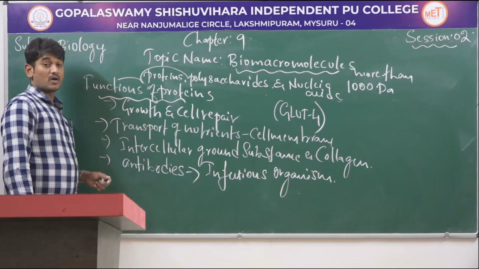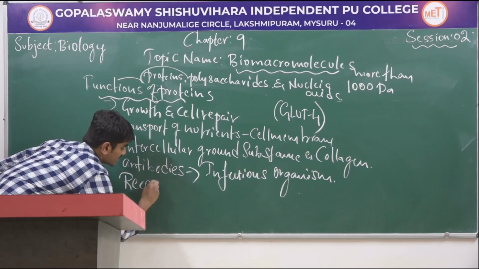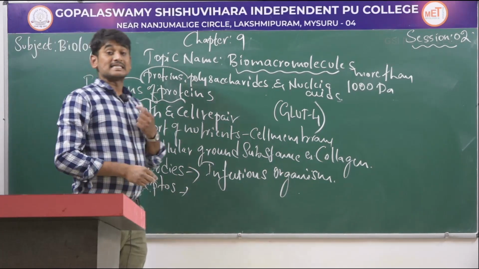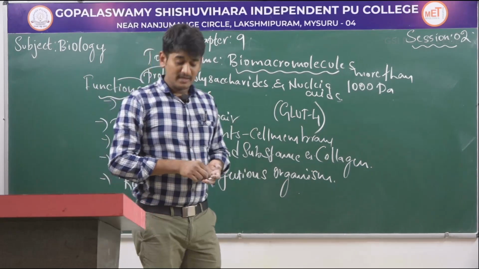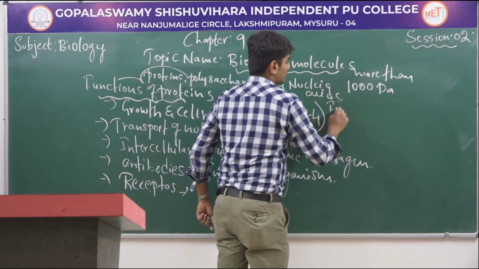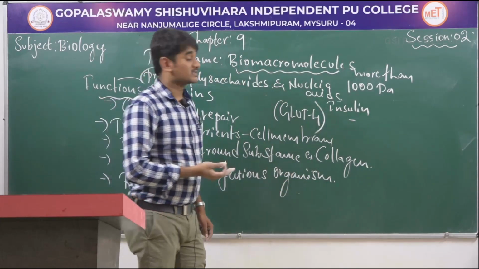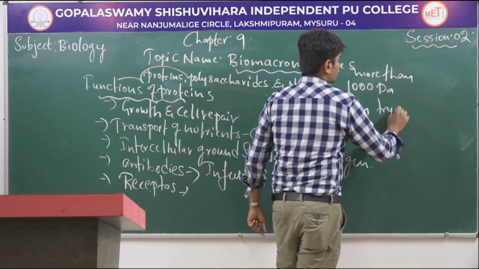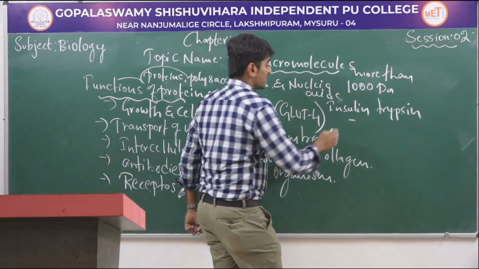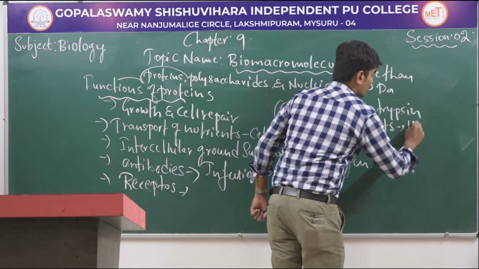And some proteins act as receptors. Example, receptors of smell, taste, and hormones. Some proteins act as hormones. Example, insulin. Some proteins act as enzymes. Example, trypsin. And some proteins function as pigments. Example, hemoglobin.